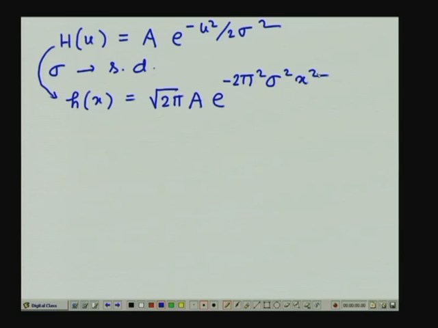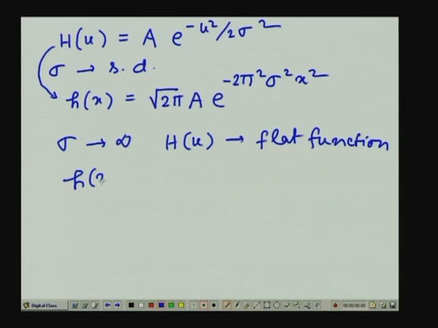And not only that, both these functions behave reciprocally with each other. That means, when H(u) has a broad profile, that is, it has a large value of standard deviation sigma, the corresponding h(x) in the spatial domain will have a narrow profile. Similarly, if H(u) has a narrow profile, h(x) will have a broad profile. Particularly, when sigma tends to infinity, H(u) tends to be a flat function, and in such case, the corresponding spatial domain filter h(x) tends to be an impulse function. So, this shows that both H(u) and h(x) are reciprocal to each other.